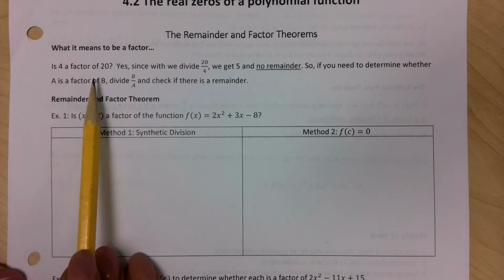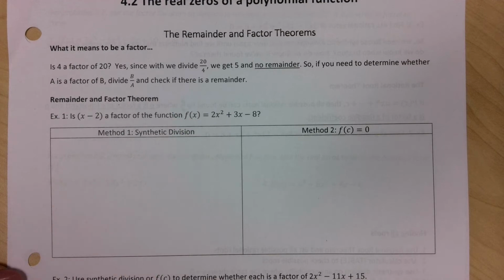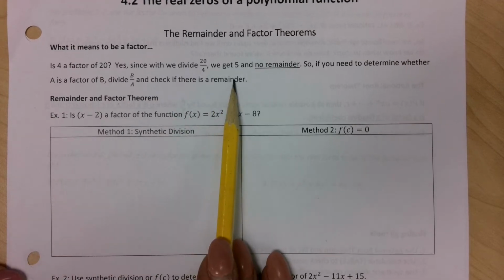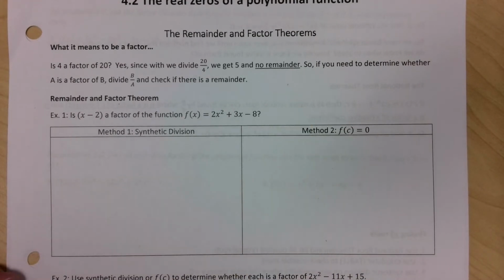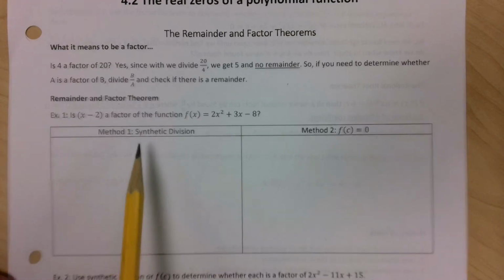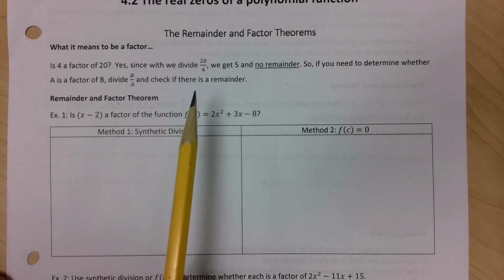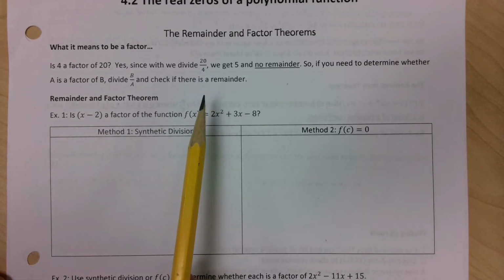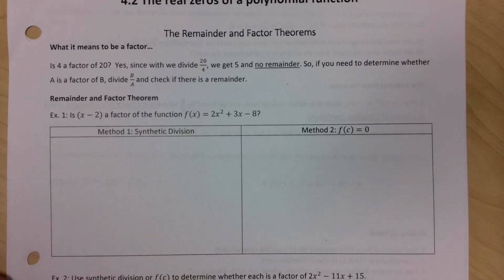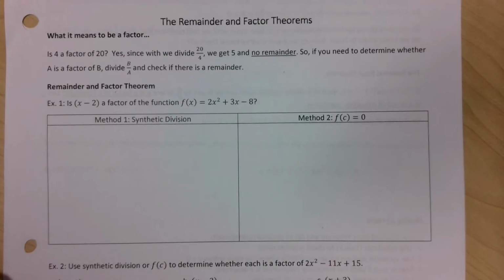Well, is 4 a factor of 20? Yeah, it is, because if you take 20 divided by 4, you get 5 with no remainder. So if you need to determine whether something is a factor, you take the polynomial and divide by what we think is a factor. If there's a remainder, then it's not a factor. If the remainder is 0, then it is a factor.